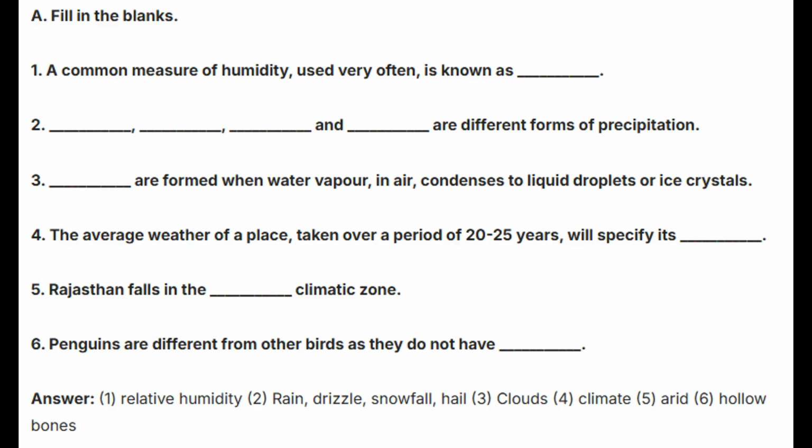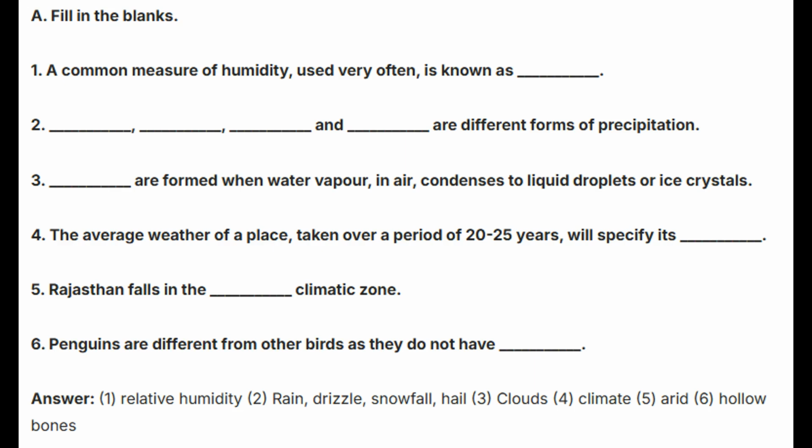First, a common measure of humidity used very often is known as relative humidity. Second, rain, drizzle, snowfall, hail are different forms of precipitation. Third, clouds are formed when water vapor in air condenses to liquid droplets or ice crystals.